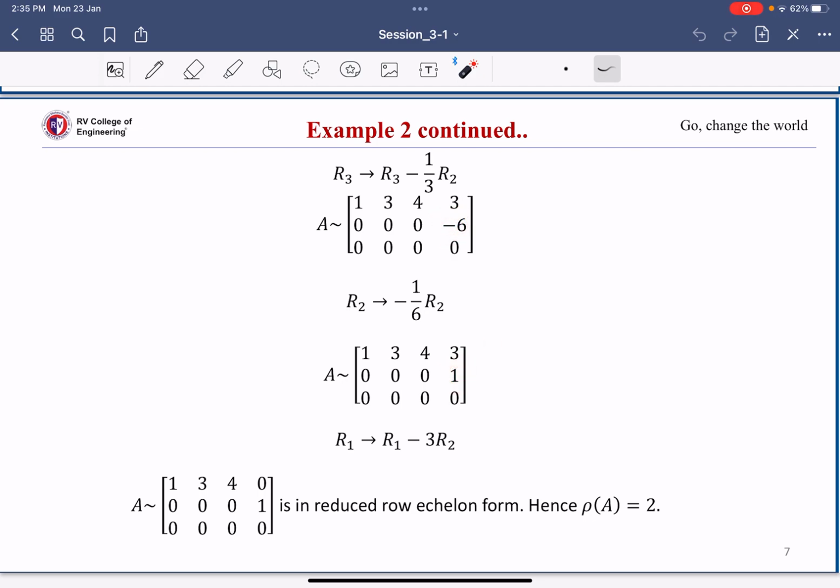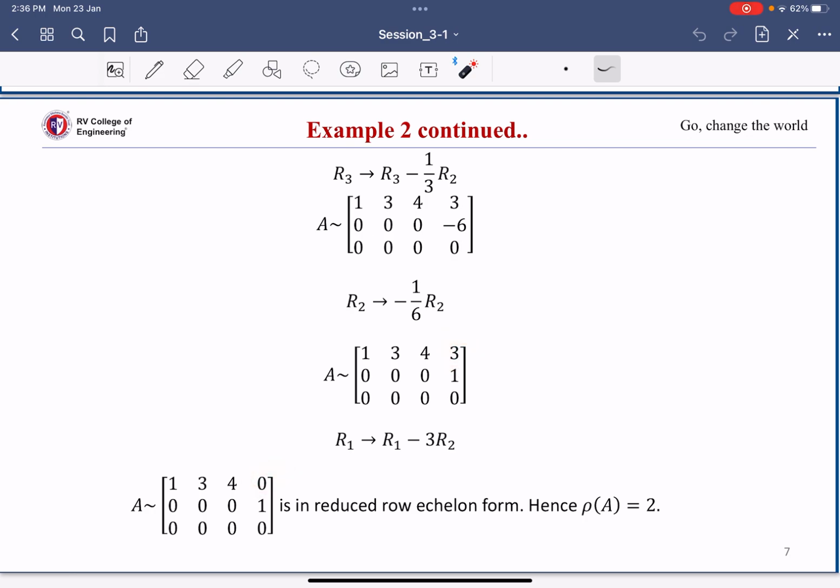But still, this is not in RREF, because in RREF, all the elements above as well as below the leading entry must be made 0. You have a non-zero entry above 1 that should be made 0. How can I make it 0? This 3 lies in the first row. So when I subtract it with 3 times of R2, we get 3 minus 3 times of 1, which gives you 0. So I need to apply the transformation R1 - 3 times of R2. So this 3 has now become 0.